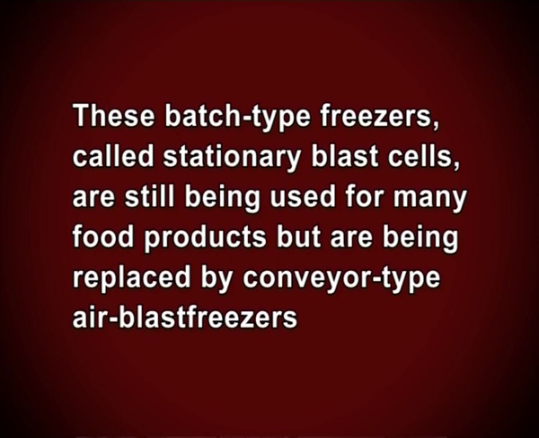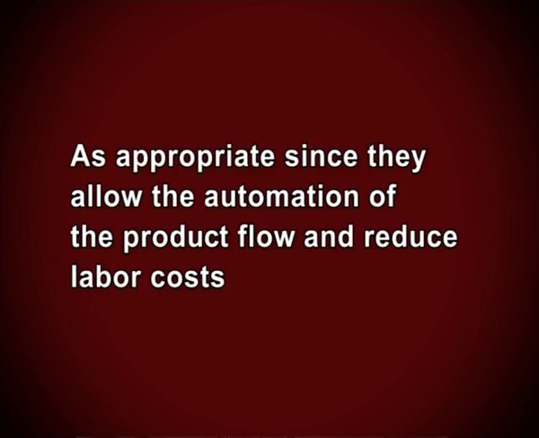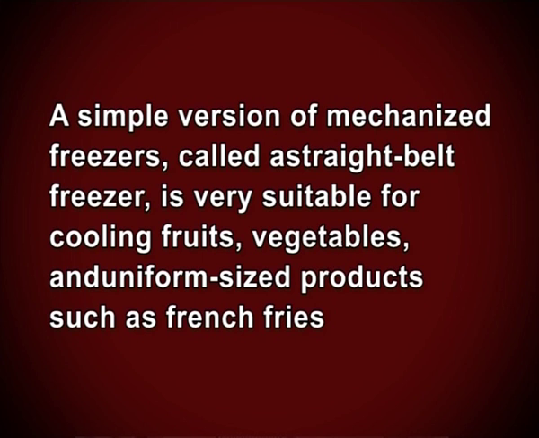These batch-type freezers, called stationary blast cells, are still being used for many food products but are being replaced by conveyor-type air blast freezers as appropriate, since they allow the automation of the product flow and reduce labor costs. A simple version of mechanized freezers called a straight belt freezer is very suitable for cooling fruits, vegetables, and uniform-sized products such as French fries.